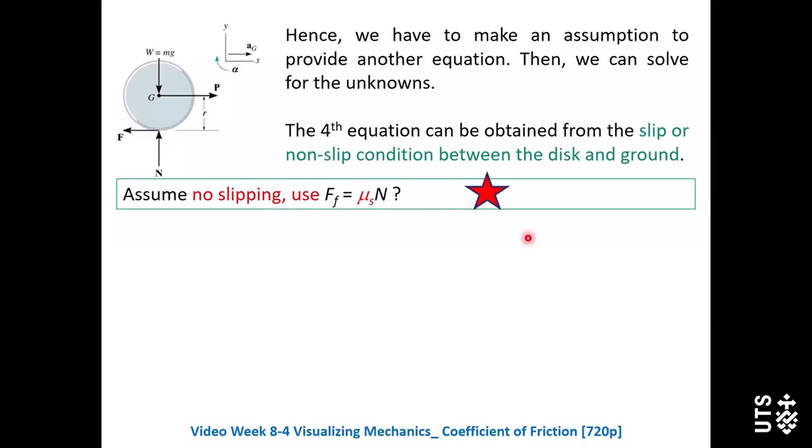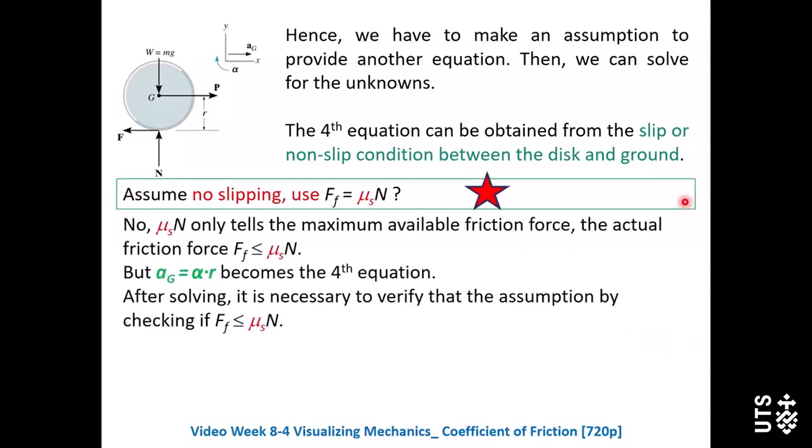The answer is no. Why? We studied before. Using mu s, the static friction coefficient, times N, we can only know the maximum available friction force. But we don't know the actual friction force, because the actual friction force should be less than or equal to this maximum available friction force.